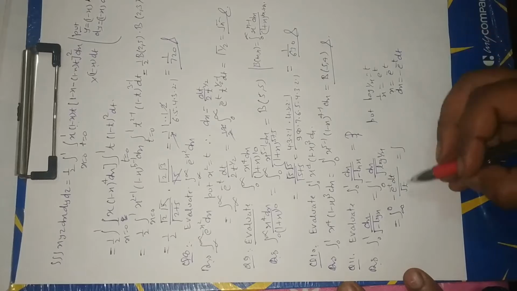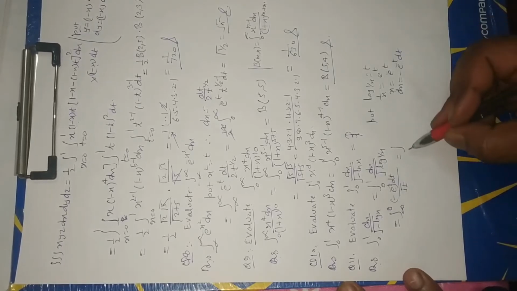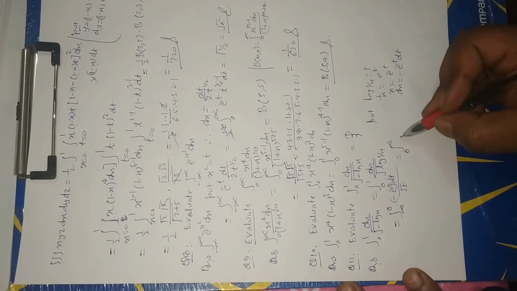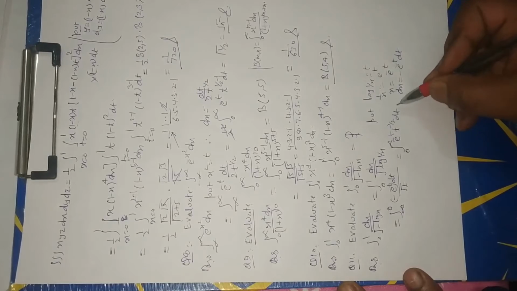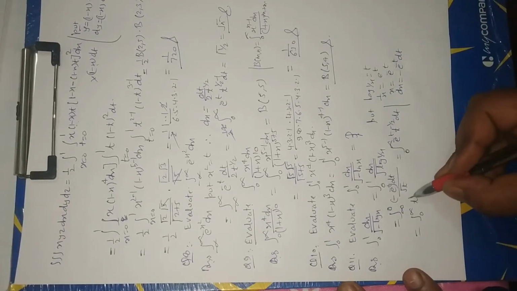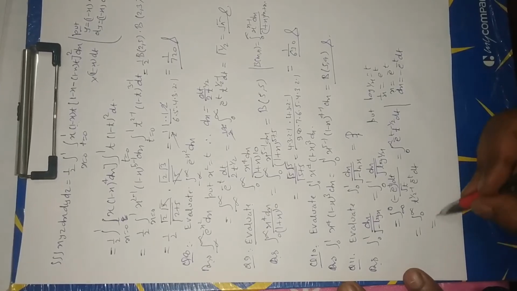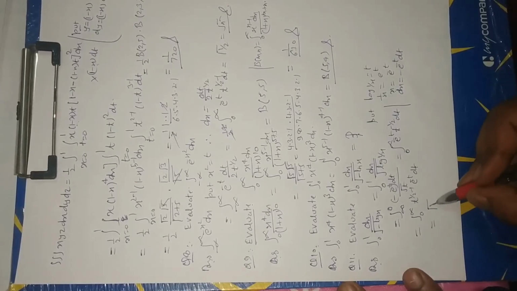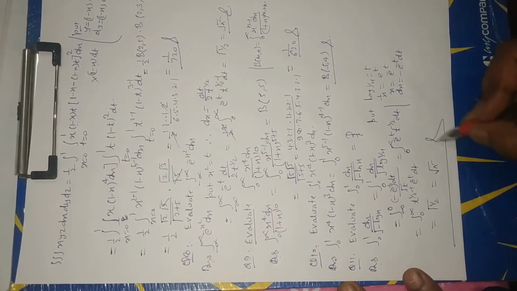This is equal to, by negative changing the order of limit, 0 to infinity e to the power minus t, t to the power minus half dt. This is equal to 0 to infinity t to the power half minus 1 e to the power minus t dt. This is equal to the value of gamma half. This is equal to under root pi.